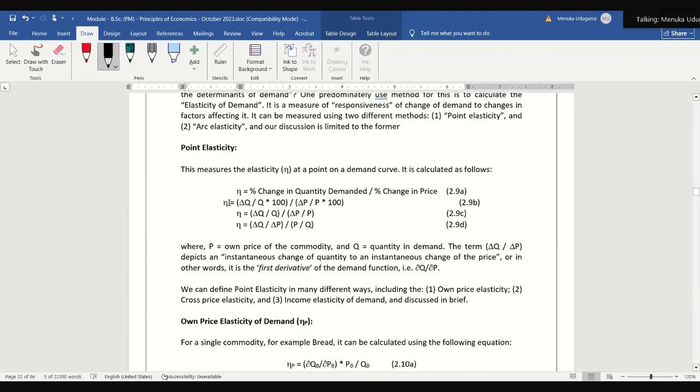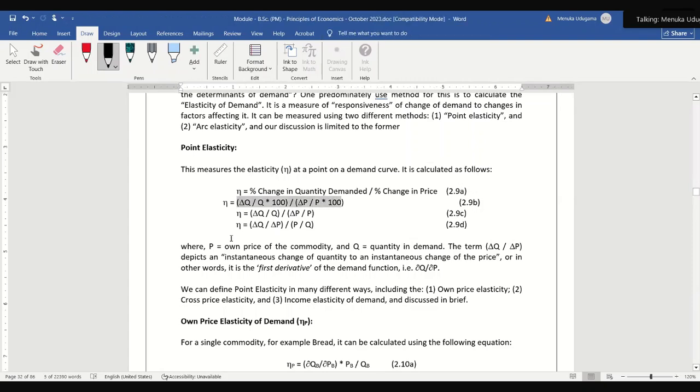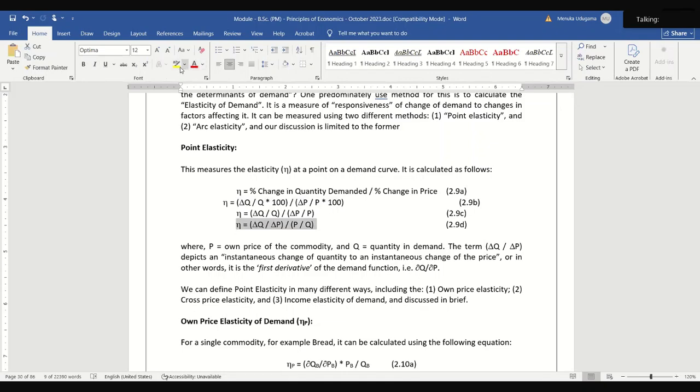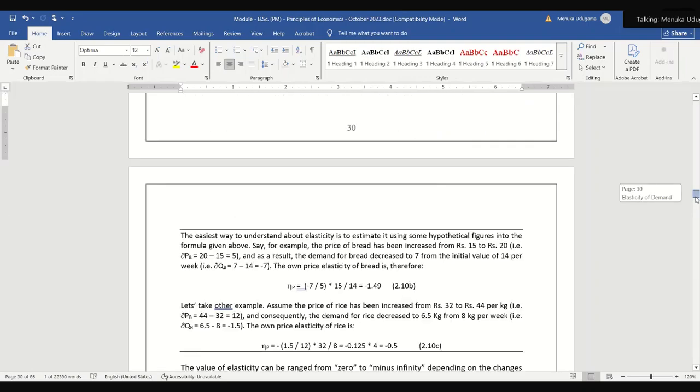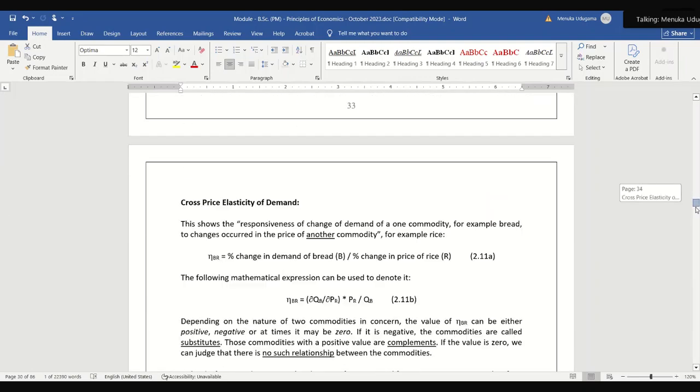To use this formula, take the change in quantity with the change in price, divided by the initial price, and then divided by the initial quantity, and then you can find the value. Okay, it's all there in the discussion. So that will cover the demand curve.